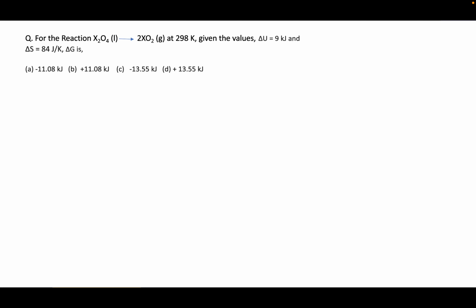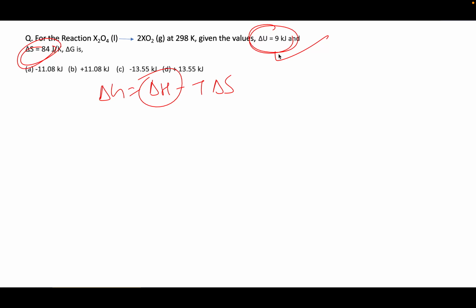For the reaction given, the value of delta U is given and delta S is given. Delta G needs to be calculated. So delta G is nothing but delta H minus T delta S, and delta S is given, delta U is given, delta H is not given. So we will use this delta U to calculate delta H and put it here. So given quantities are delta S equal to 84 joule per Kelvin, temperature is 298 Kelvin, delta U is 9 kilojoule.